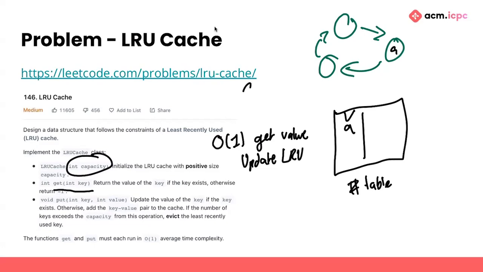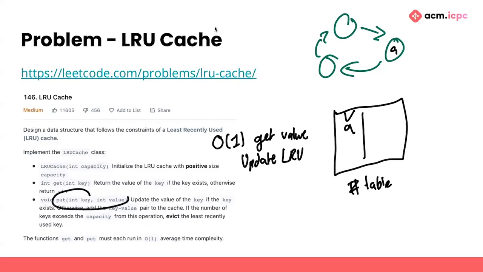Think about it this way. If A was the previous least recently used, but then we get A, we now have to take A and put it to the most recently used, right? We actually have to change the time that it was accessed, right? So that's the additional thing that makes it not just a hash map.